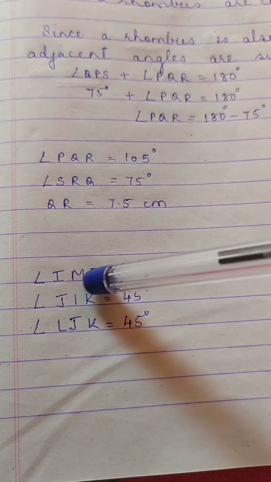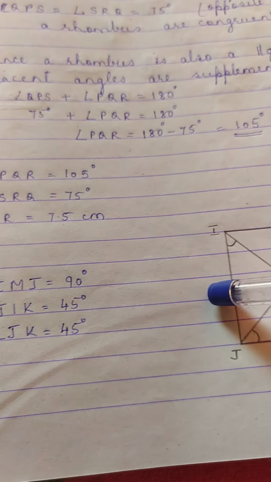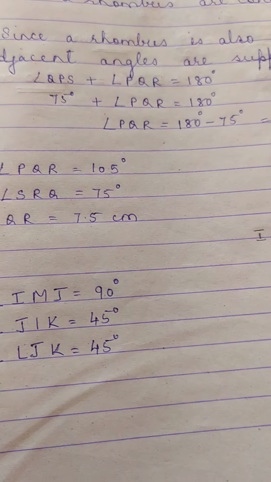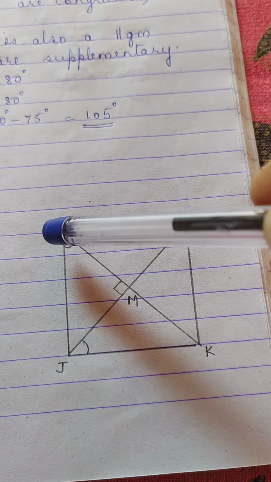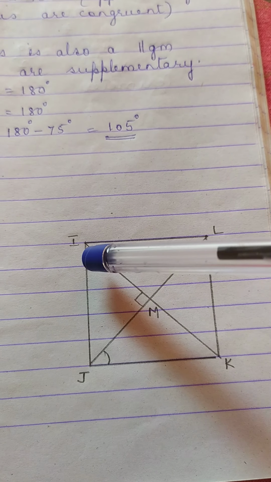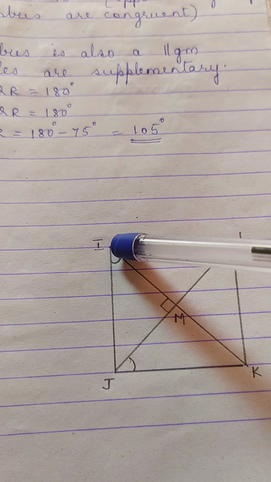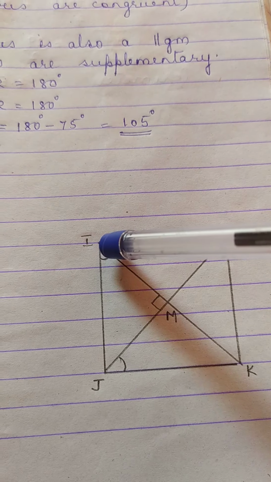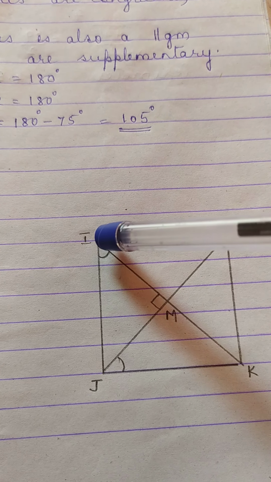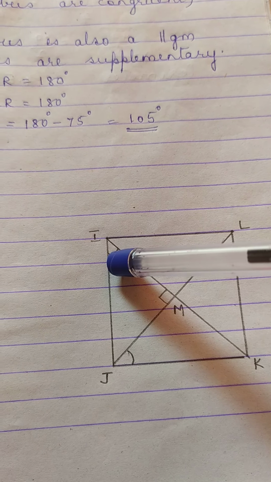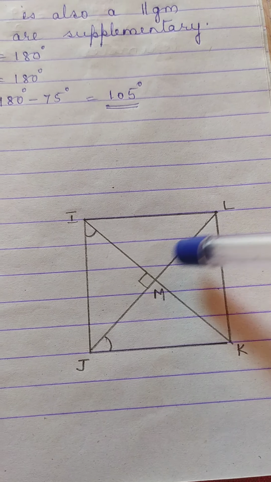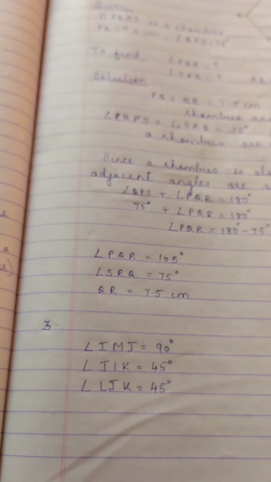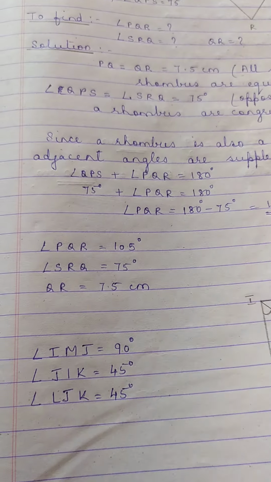You need to write this. I have written only the values. You have to write the reason for it. The diagonals are perpendicular bisectors. Second, angle JIK is 45 degrees. What is the reason for it? The diagonals of a square are also the angle bisectors. All the angles of a square are 90 degrees. Now since this is an angle bisector, this will be 45 degrees. Same reason, angle LJK is also 45 degrees. Same reason as what you wrote for the second one. Okay. So that's question number 3.